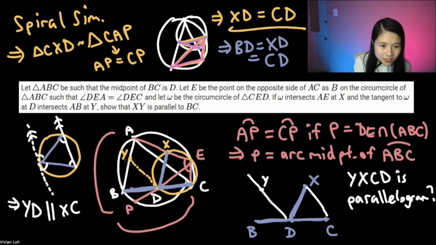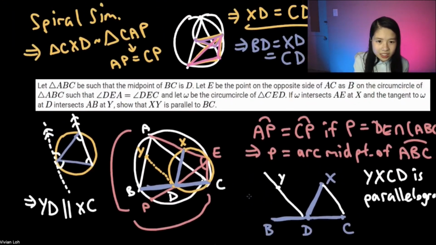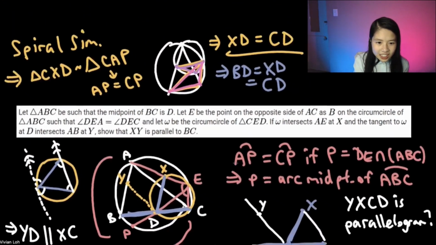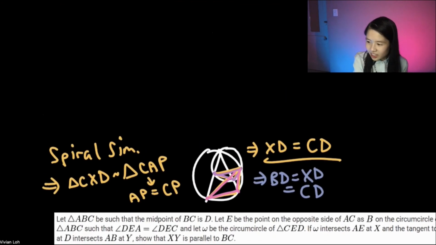Well, it might be useful to note that Y is on AB. That was the definition of Y. So maybe let's do a little more angle chasing. So let's make some more space. Actually, I'm just going to draw another diagram up here.